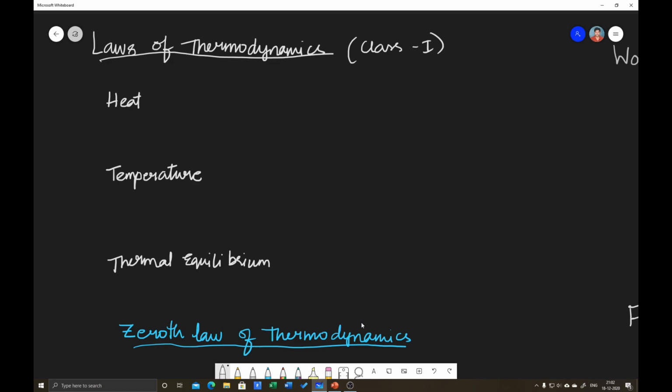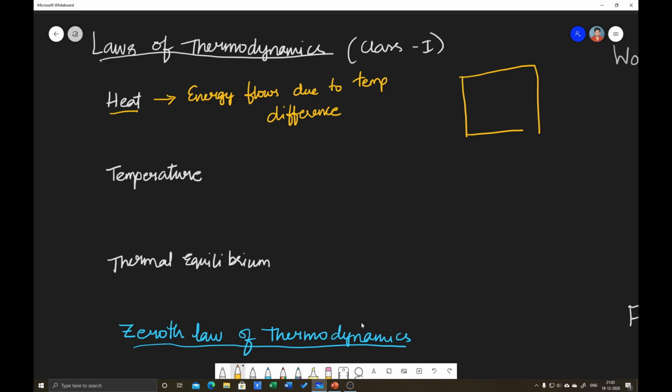So first we'll learn about heat. Heat is one form of energy, but it flows mainly due to temperature difference. If there is a temperature difference, heat will flow from one place to another place.